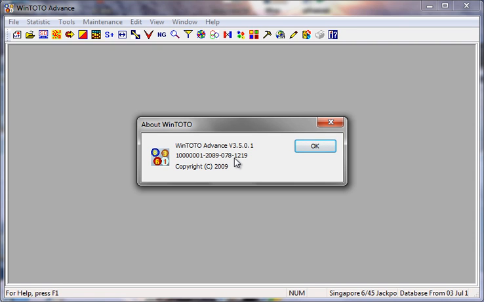When you see a box appear like that, it tells you two important pieces of information. One is which version you are in right now, and the second line tells you your license number for your software. If you check your own software and realize that your version is not 3.5.0.1, it simply means that your software is not the latest. In that situation, there are two possibilities you must take note of. One is that you could have forgotten to upgrade to the latest version. Another is that you forgot to extend your WinTOTO Advanced Maintenance Support, and that could have caused you to be unable to upgrade. All these possibilities, you must always take note of.